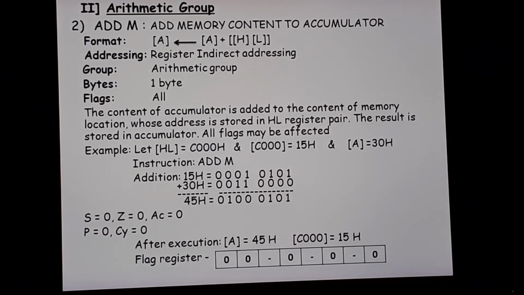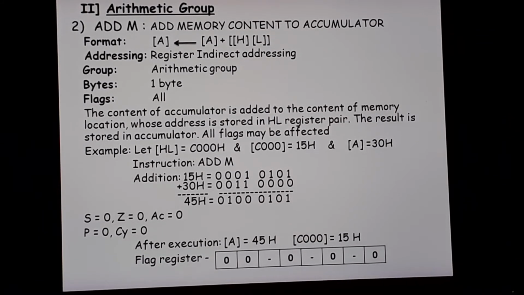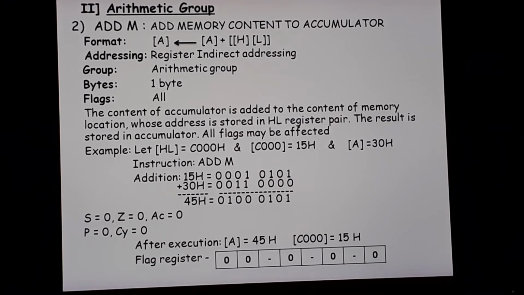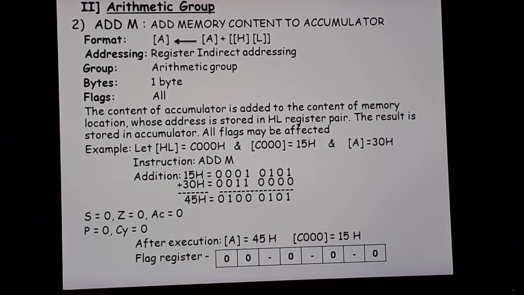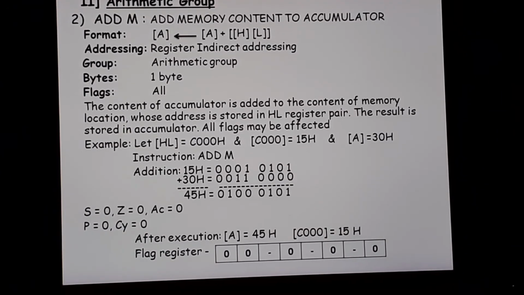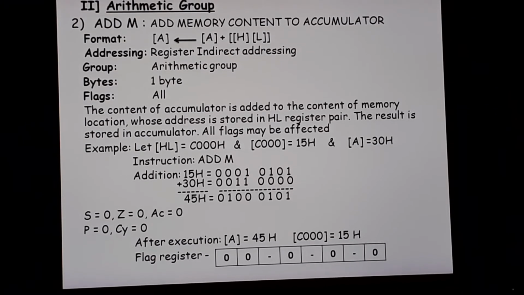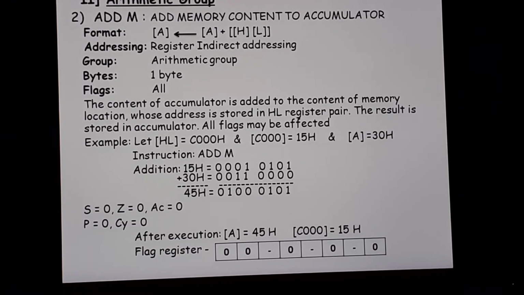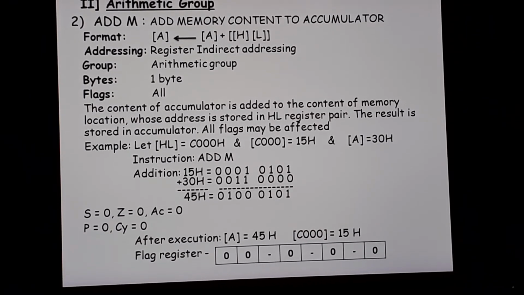So after execution, what is my answer? That is 45H, which got stored in accumulator. So the accumulator after executing this instruction has changed to 45H from 30H. And the content of the HL register pair is unchanged, which is 15. And the flag register that I have drawn is according to the result that I got from the addition. So ADDM is the same as ADDR.